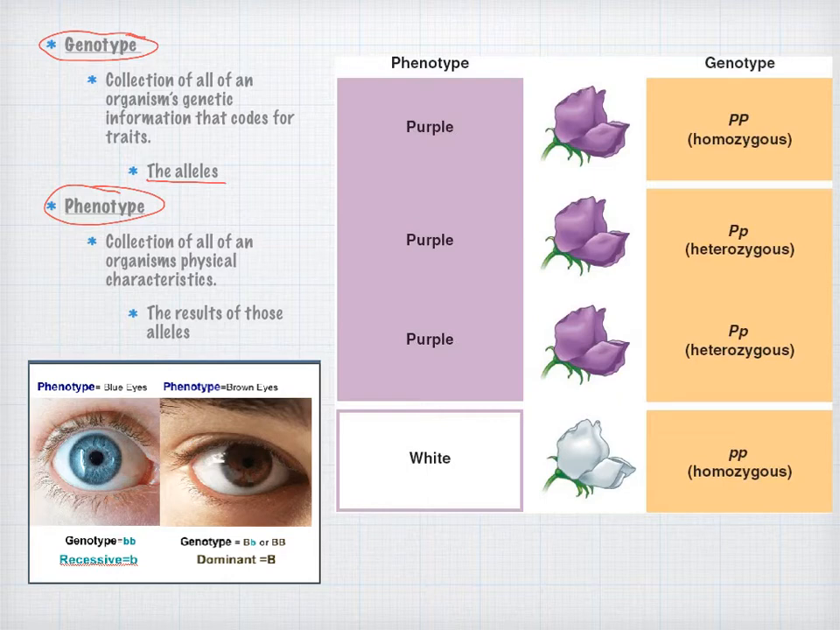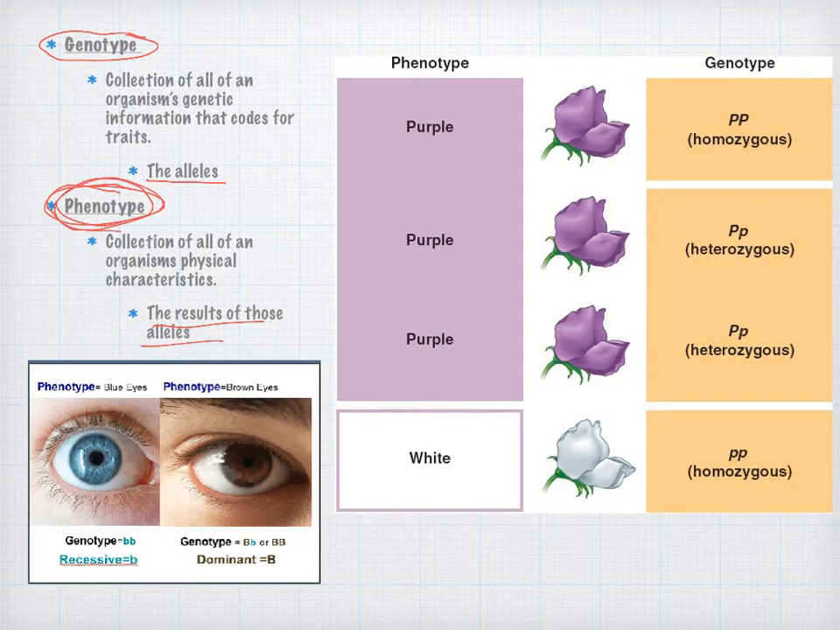Okay, the phenotype would be a collection of all an organism's physical characteristics, or the results of the alleles they inherited from their parents. So phenotype is the physical expression of the alleles.